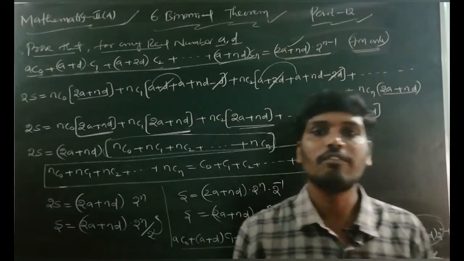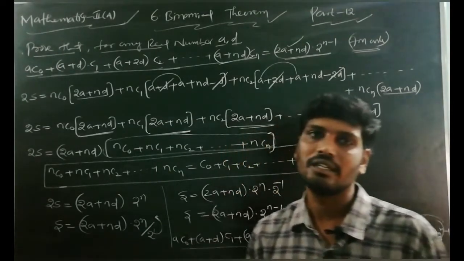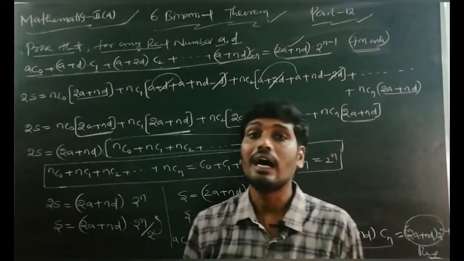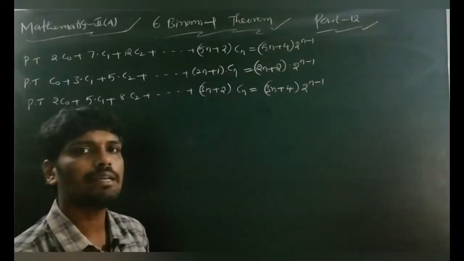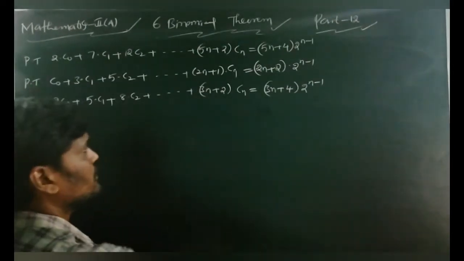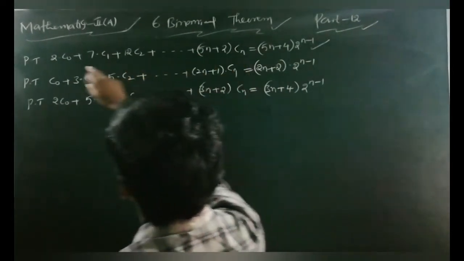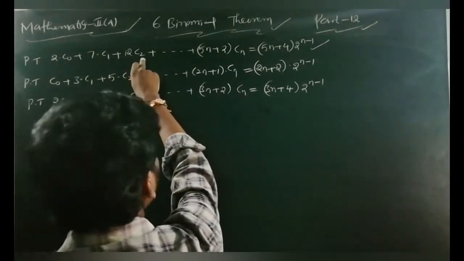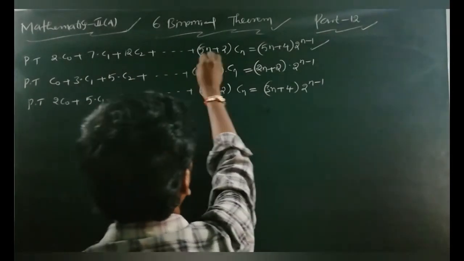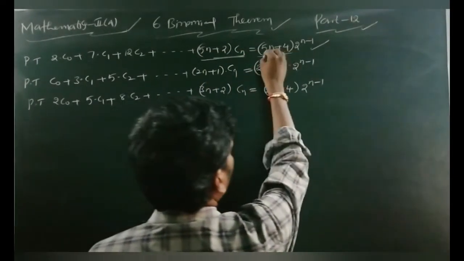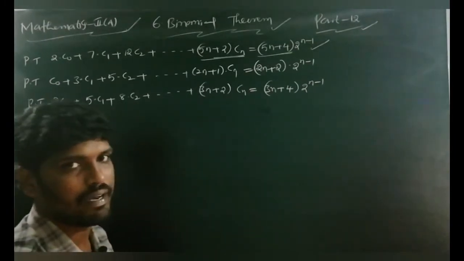This is a 7 marks question, a very important question. A, a plus d, a plus 2d, a plus nd are in arithmetic progression. Now the assignment problems, in this model problem, before the model problem. The first assignment problem is 2 C0 plus 7 C1 plus 12 C2 plus and so on, plus (5n plus 2) into Cn is equal to (5n plus 4) into 2 power n minus 1.